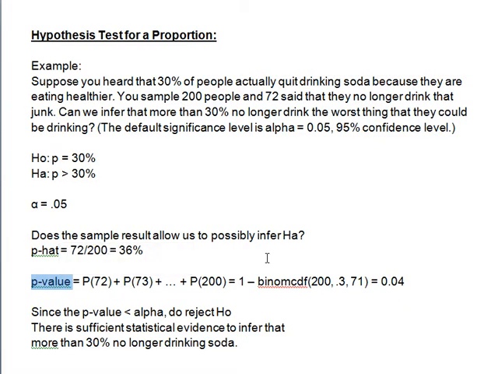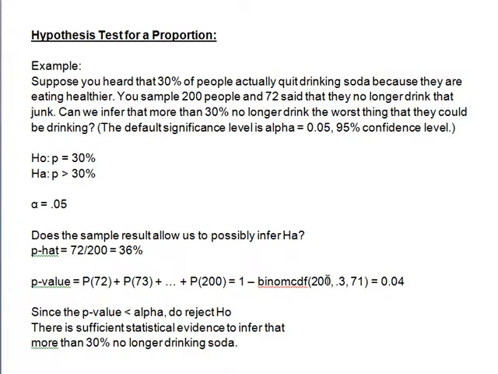All right, so our sample result was 72 out of 200, or 36%. So what's the probability of getting 72, that sample result, or more? Well, that would be the probability of 72 plus the probability of 73 all the way up to 200. And really, this is a binomial situation. Either you quit drinking soda or you didn't. So it's binomial. So the exact probability would be adding up all these. And so that would be the same as 1 minus the probability of 0, probability of 1, all the way up to 71. So we can say 1 minus binom cumulative, and it's NPR.